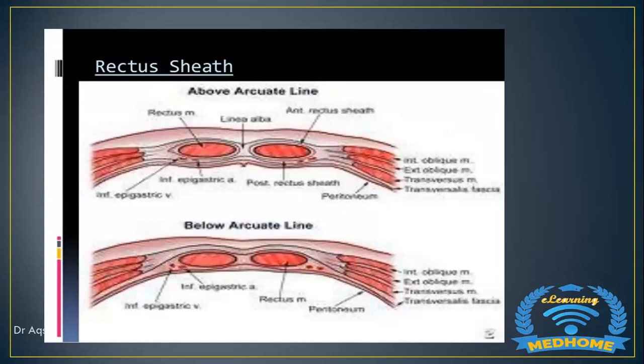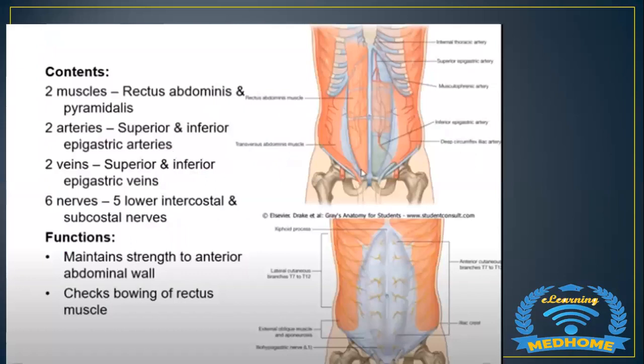Okay, so now coming to the contents of the rectus sheath. You can remember the formula of 2, 2, 2, 6. For the rectus sheath, two muscles will be there: the rectus abdominis and pyramidalis. Two arteries, the superior and inferior epigastric arteries. We have two veins, the superior and inferior epigastric veins. So arteries and veins are similar.